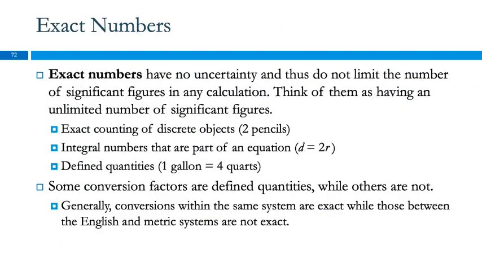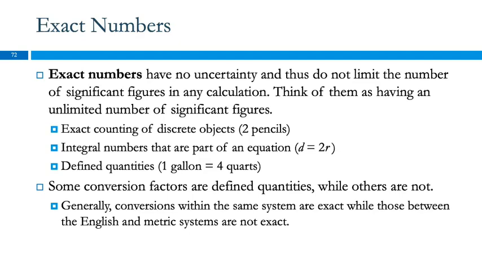Then we have exact numbers. So exact numbers have no uncertainty. How many pencils am I holding up? 2. Is there any uncertainty in that? No, that's exactly 2 pencils. It's not 2.005 or anything like that. It's exact because you can count them. They are discrete objects that you can count. Okay, so there's no uncertainty.